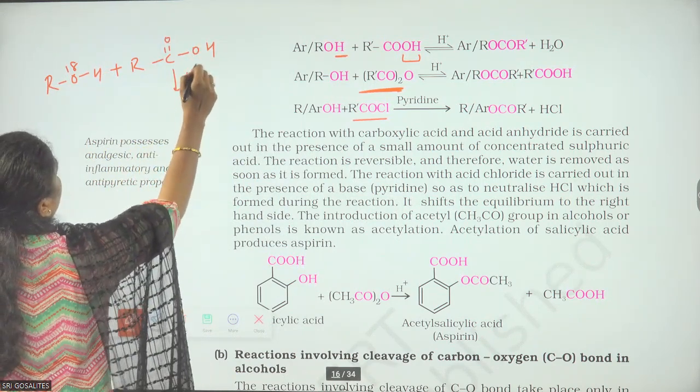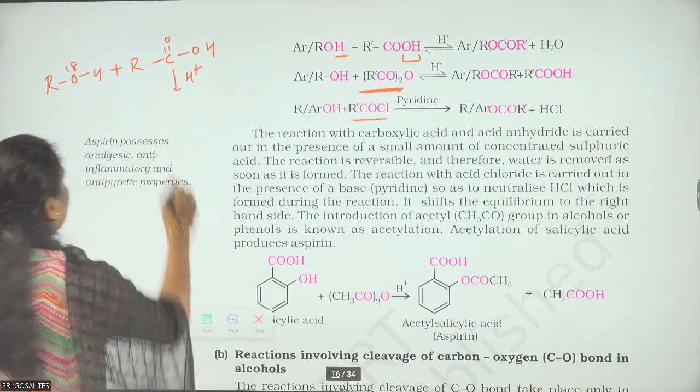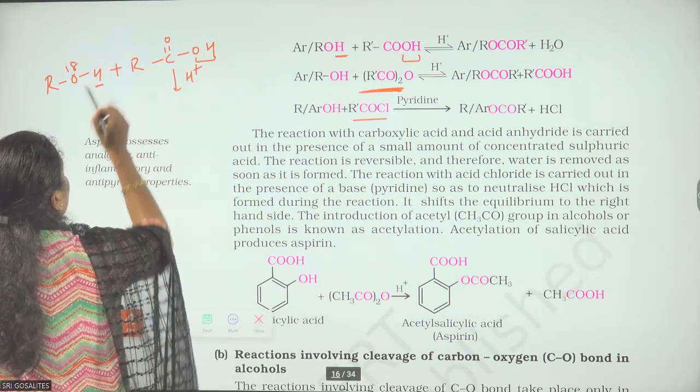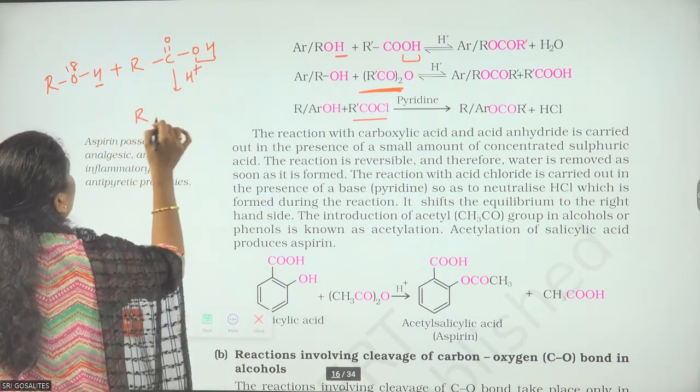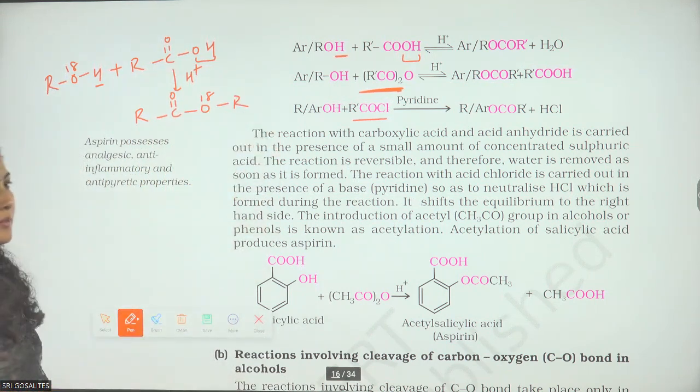And if I ask you, H plus is there, concentrated H plus or H2SO4, what should be the product? From here it is OH which is going from here, H. So you remove water from here and you will be getting it like this. This is coming from the mechanism part.